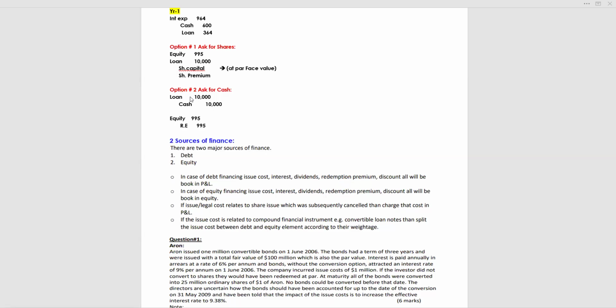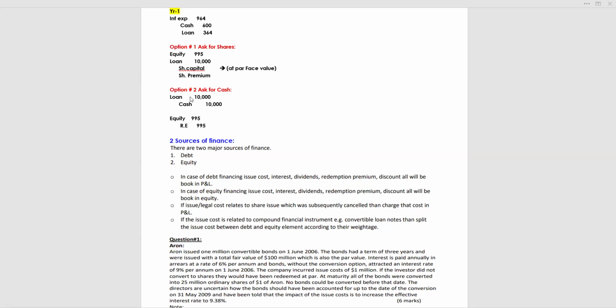So the investor has two options. Option number one, ask for shares. Equity 995, loan 10,000. Share capital at par value. In this question, there is none, so that's why it's empty. But you have to make this entry. And share premium will be the balancing figure.